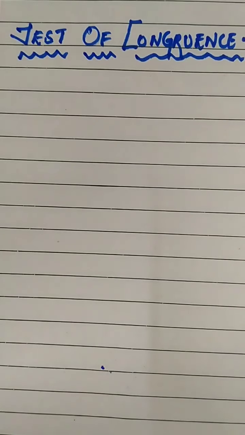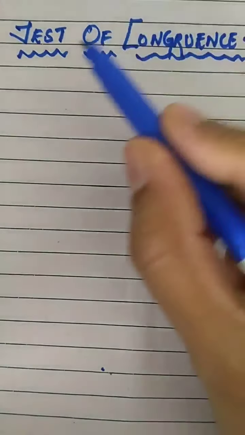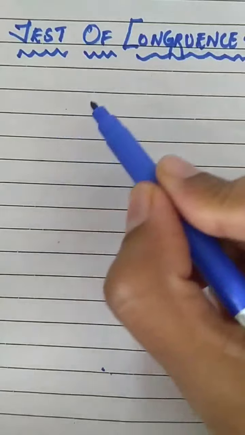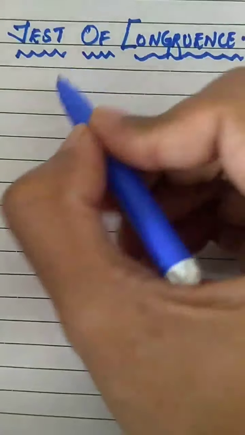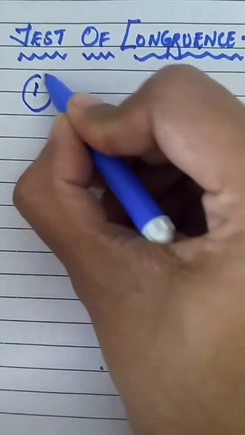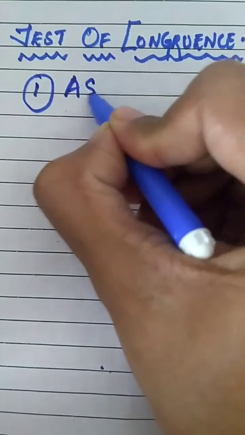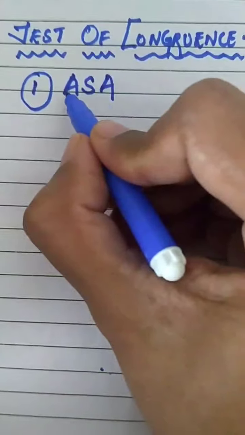Okay, my dear students, now we will take the next topic, that is test of congruence. Various tests to determine whether two triangles given are congruent or not. So the first test that we will learn is the ASA test. A for angle, S for side, A for angle.